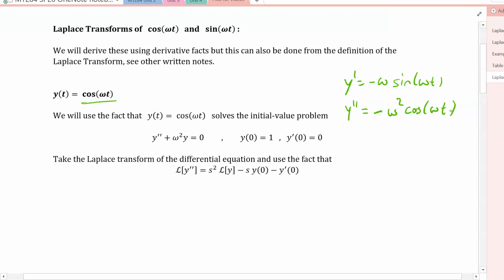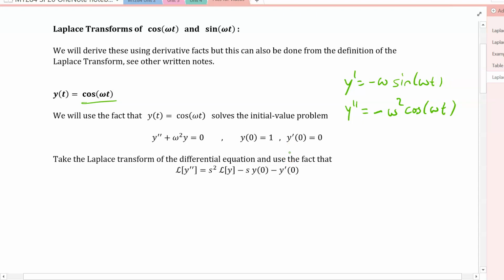So the second derivative is negative omega squared times cosine, and the original is just cosine of omega t. If we multiply that by omega squared and add it to the second derivative, it will give us 0. And notice if you plug 0 into cosine of omega t, you get cosine of 0, which is 1. If you plug 0 into the first derivative, negative omega times sine of omega t, you get sine of 0, which is 0. So it solves this initial value problem.